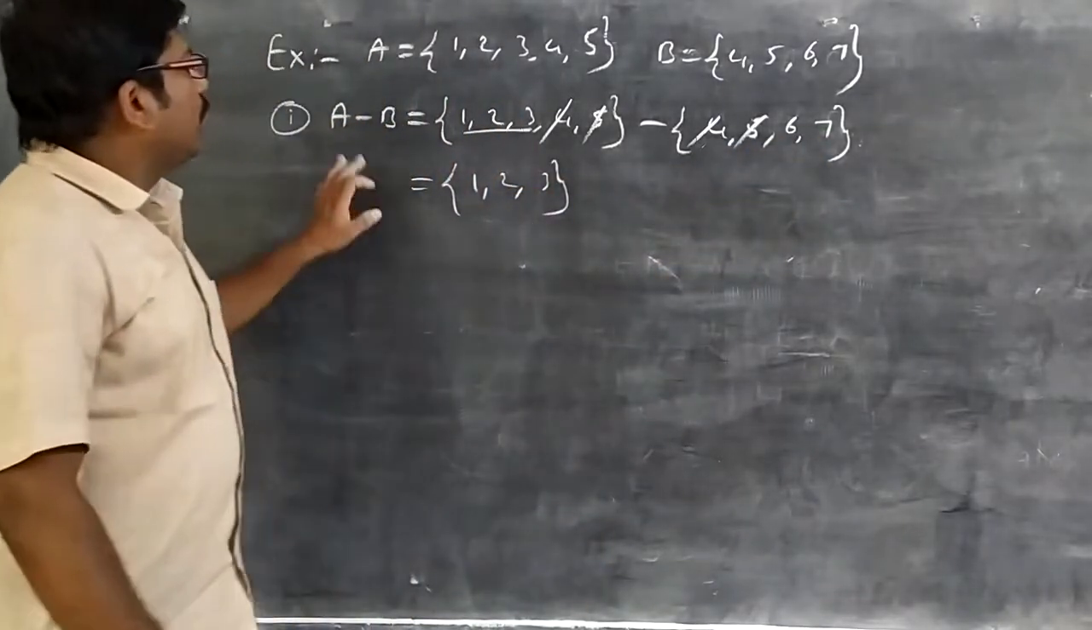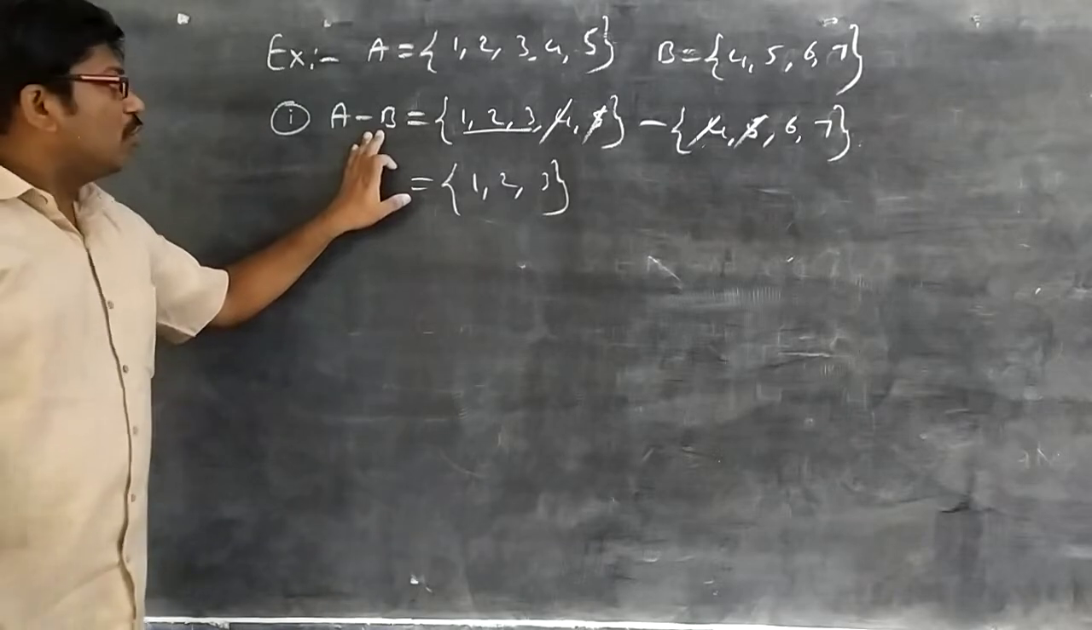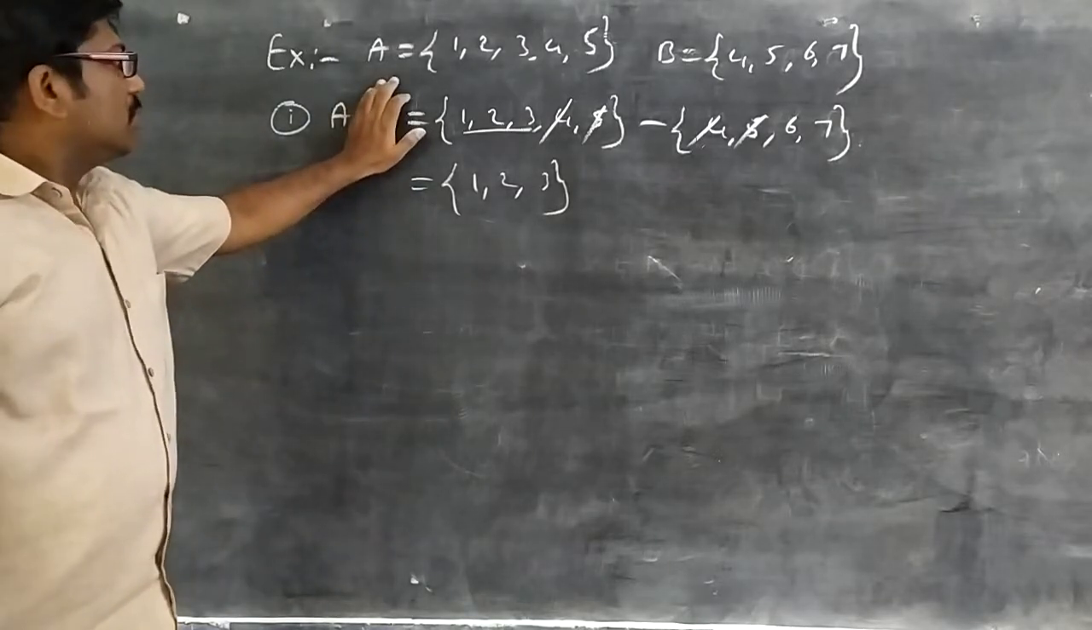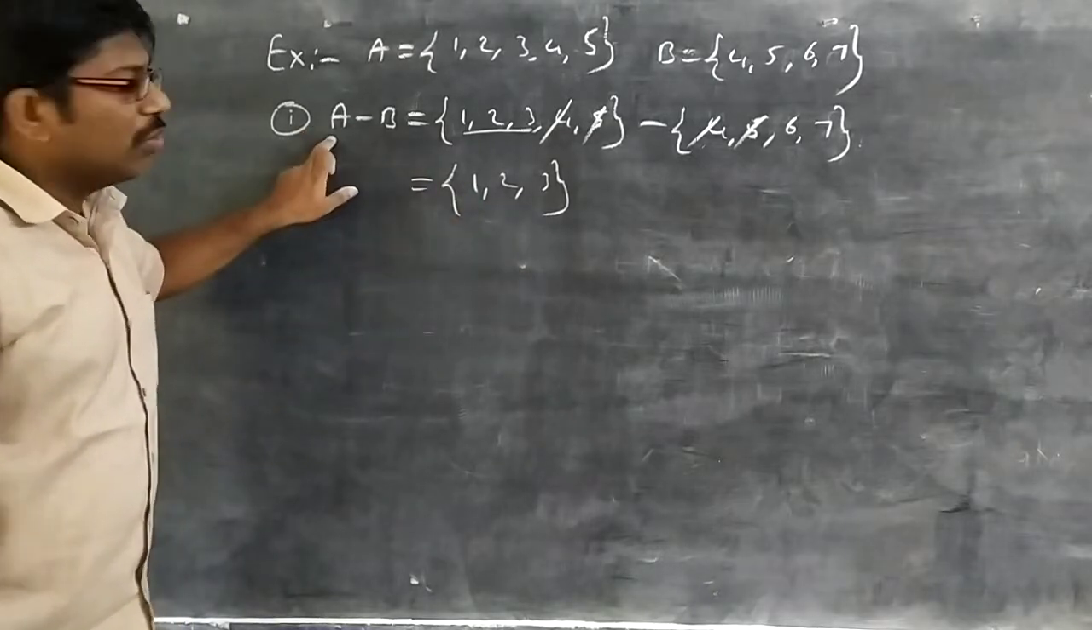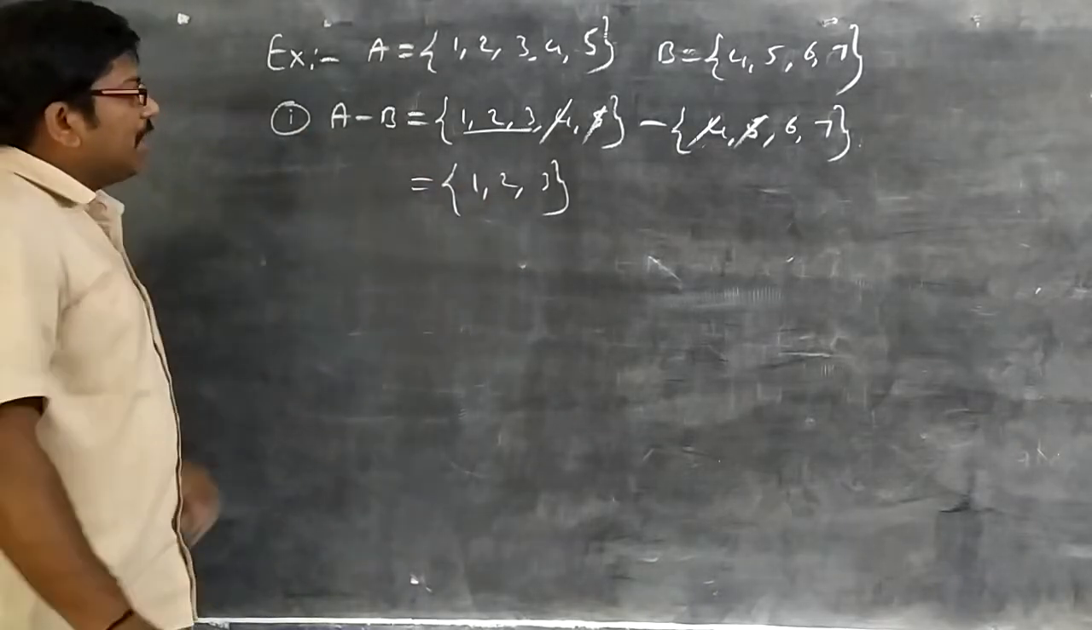Why? Because we don't need the set B. So here we subtract B from A. Only the elements belonging to A only. Okay? So this is A minus B.